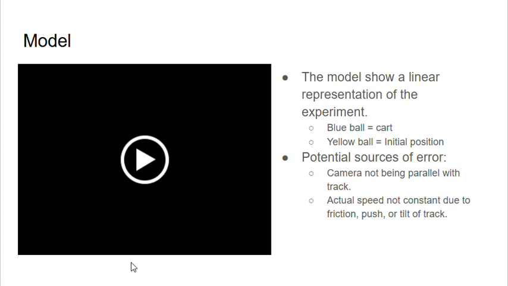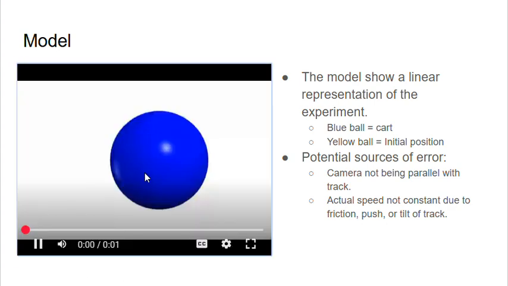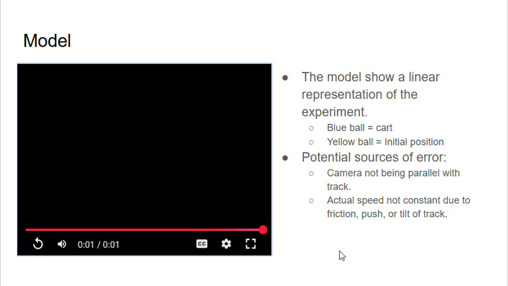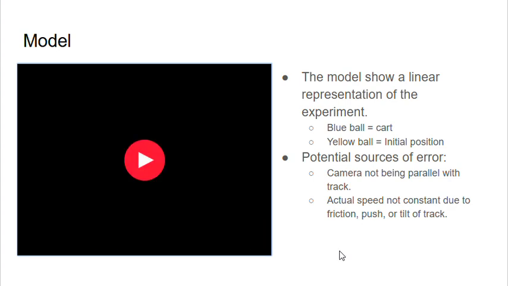This is the model I created using code. For this model, the blue ball represented the cart and the yellow ball represented the initial position. Potential sources of error were that the camera was not parallel to the track and that the actual speed was not constant due to things like friction, the push, or the tilt of the track.